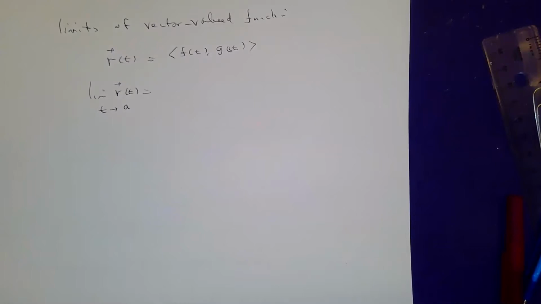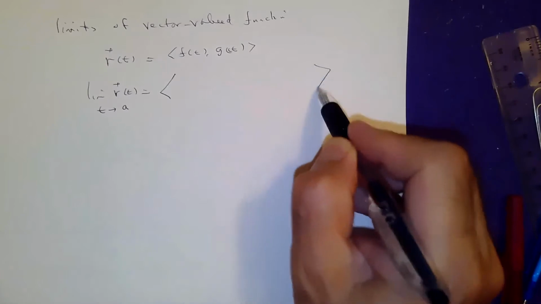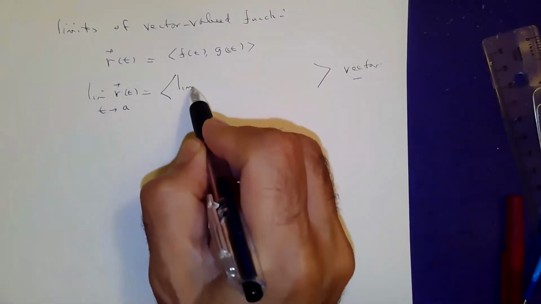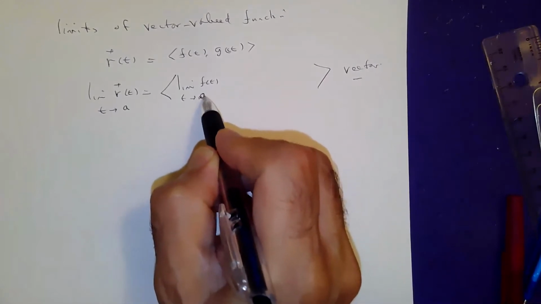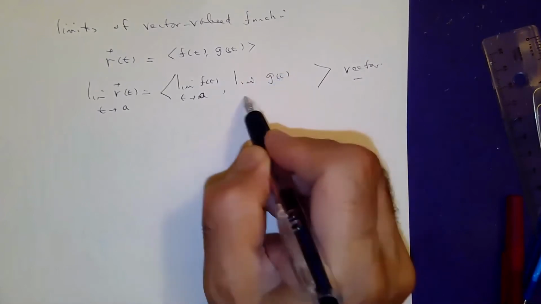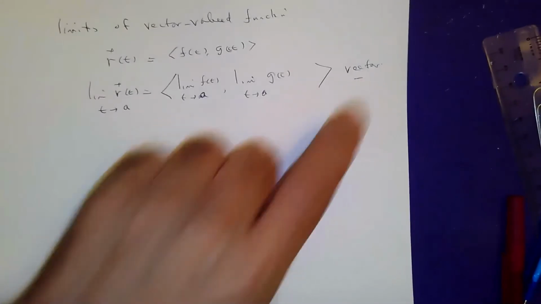Yes. You take the limit of each function individually. Exactly. Notice the answer is still a vector. But as you mentioned correctly, you take the limit of each individual function as what? T approaches A. But the answer is still a vector.